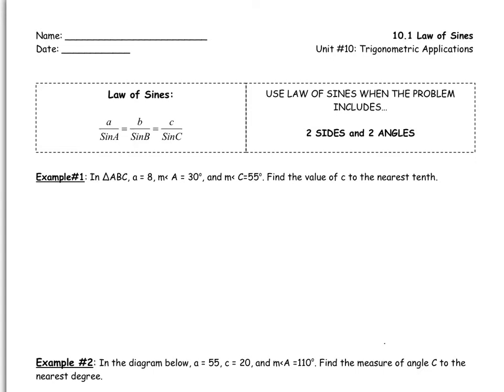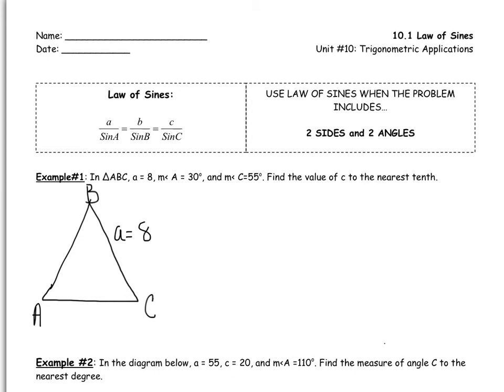So let's look at example number 1. It says in triangle ABC. So let's first show a picture. And they tell us that little a is 8. Just remember that little a is across from angle A. So little a is here, and it's 8.